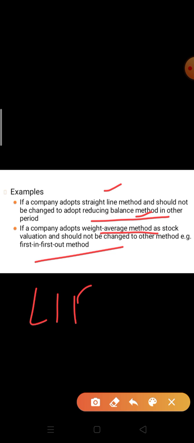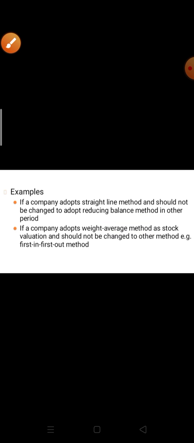Let's take an example. If a company adopts the straight line method, it should not change to the reducing balance method in another period. There are two methods, straight line and reducing balance. And if a company adopts the weighted average method for stock valuation, it should not change to another method like first in first out or last in first out. These are the types of methods only.